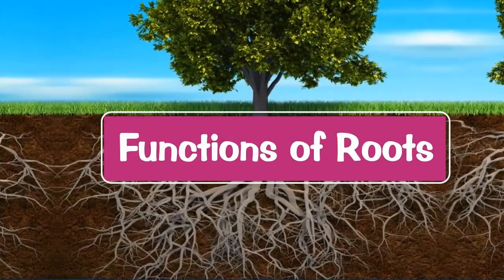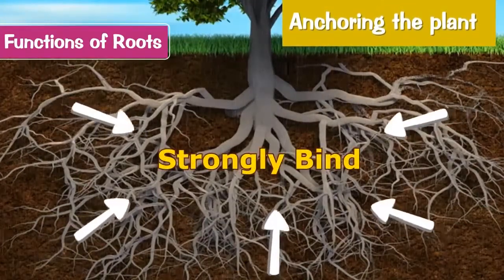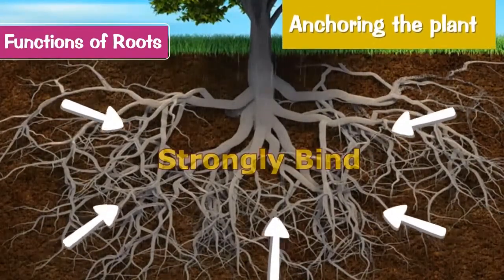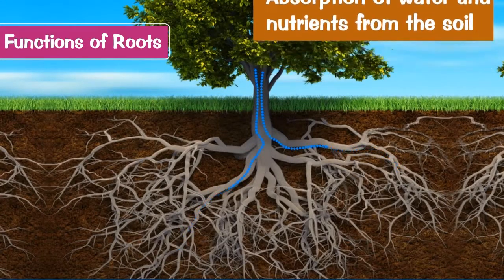Functions of roots. These are the common functions of root. Anchoring the plant. Roots help to anchor the plant firmly into the ground. Absorption of water and nutrients from the soil. Roots help plants to absorb water and nutrients from the soil, which are essential for their survival.